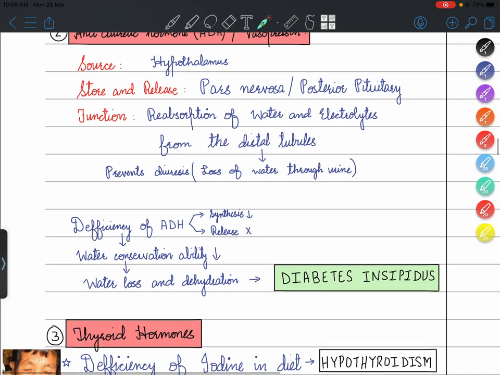If there is deficiency of ADH, either due to decreased synthesis or decreased release, the water conservation ability of nephrons decreases and there is water loss and dehydration, and this condition is known as diabetes insipidus.